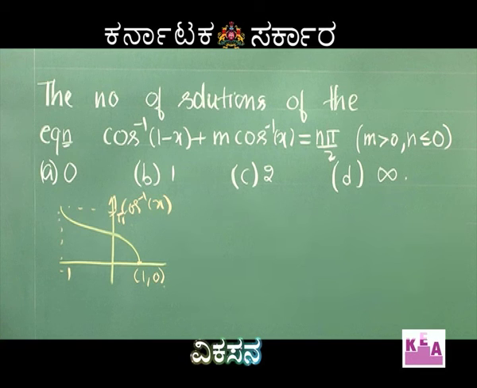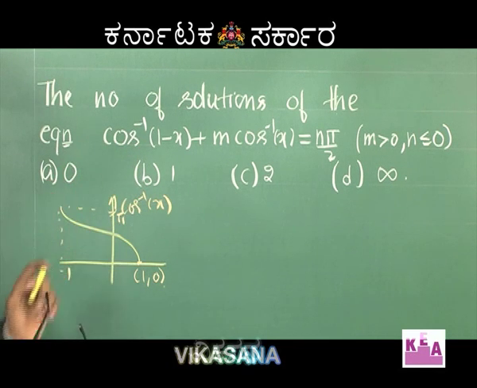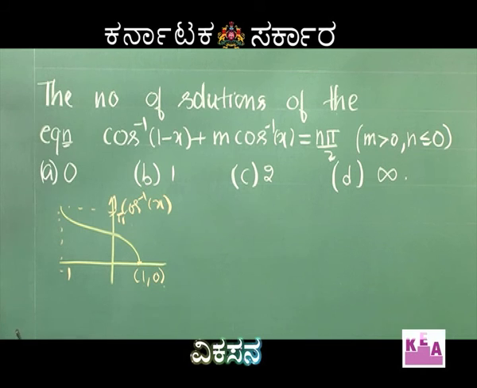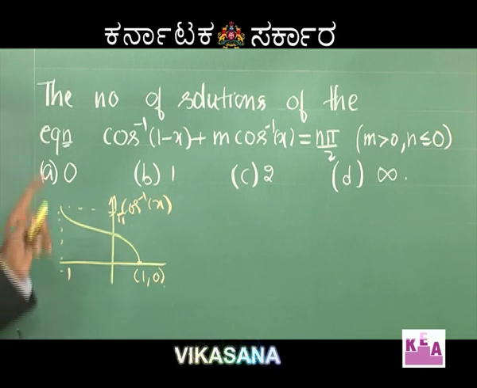There is a clear difference between positive and non-negative. Non-negative includes 0 also. And what about cos inverse of 1 minus x? Cos inverse of 1 minus x is also positive. Right? Now, using these two logics, let us discuss a question.